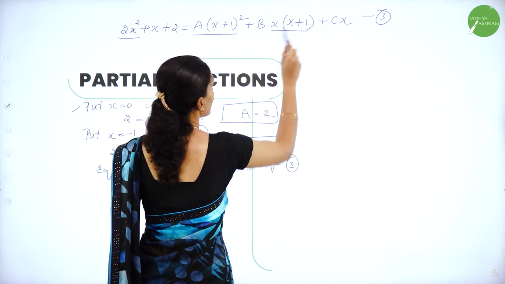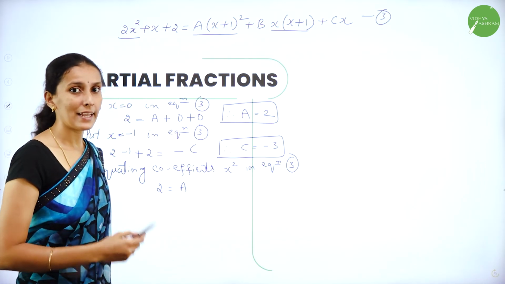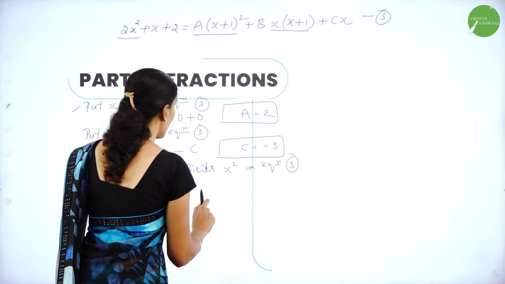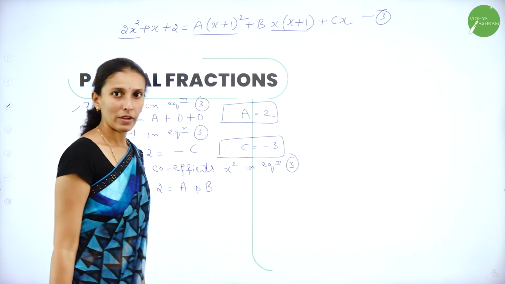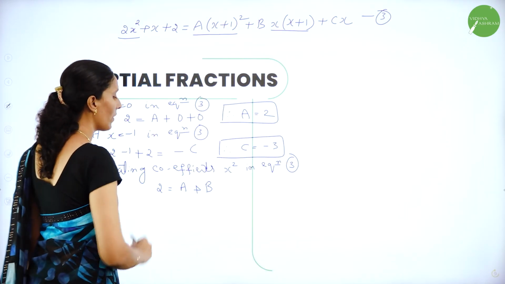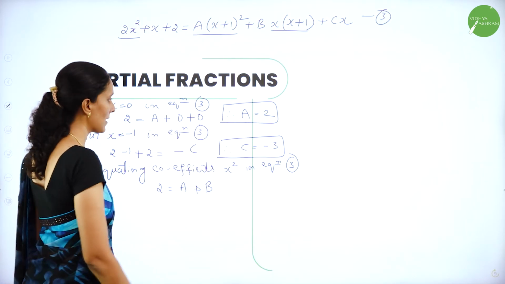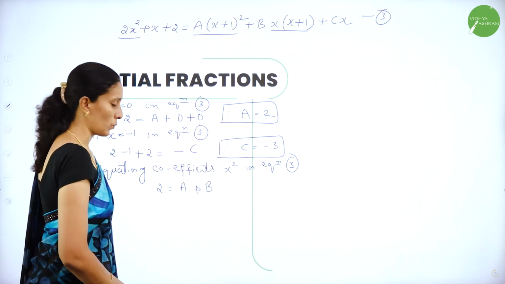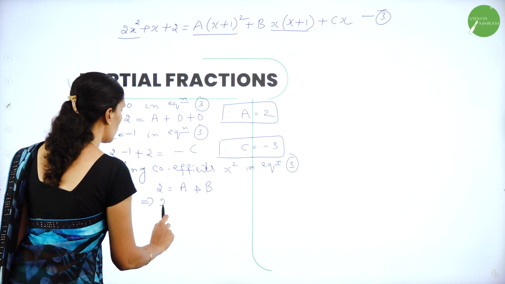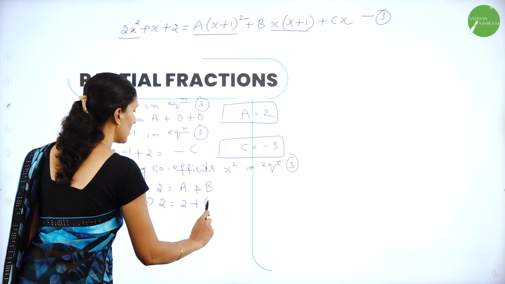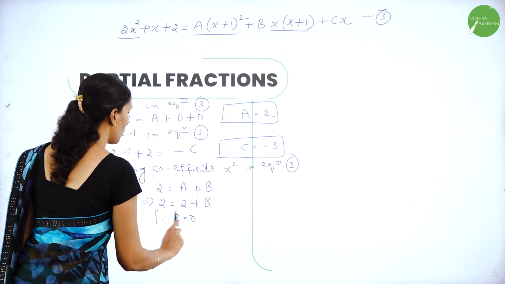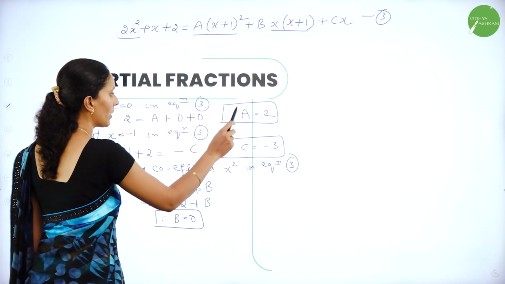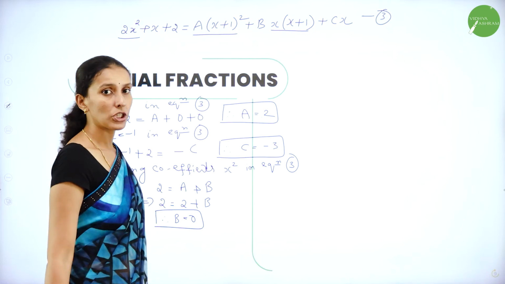Here you have x into x, that is nothing but x square, so you will get b here. Here there is no x square, so you can just leave. So you got the equation in this form, 2 is equal to a plus b. A you got as 2. So 2 is equal to 2 plus b. So 2 gets cancelled, therefore b is equal to 0. So now substitute a, b, c in equation 2.